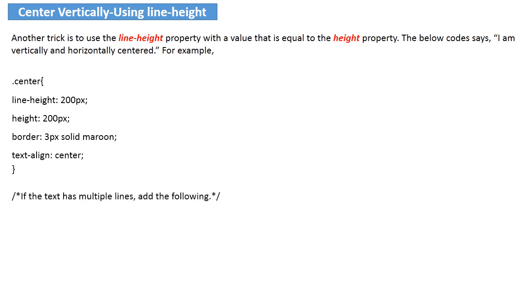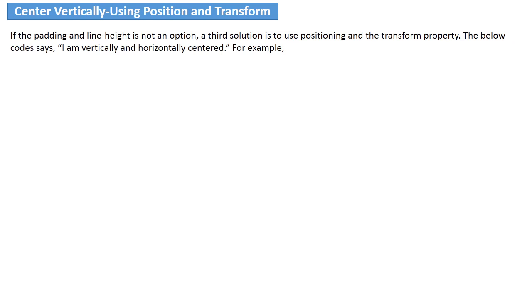If the text has multiple lines, add the following code. Centered paragraph: line-height is 1.5, display is inline-block, vertical-align is middle.